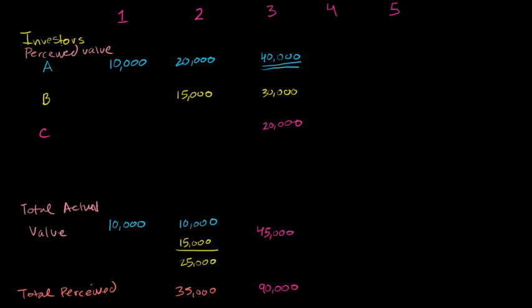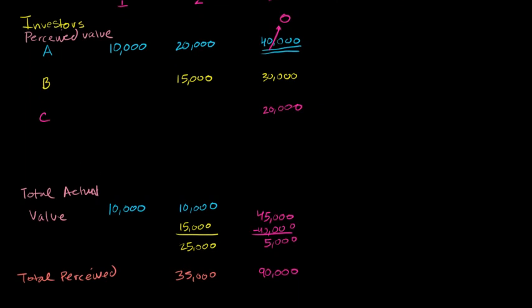We now have $45,000 actual value, even though the people think there's 90,000. So if this guy withdraws all of his money, so it goes to 0, it's a withdrawal, I have the cash to pay him. I have $45,000, even though people think there's 90. So I subtract out $40,000 right here, and there's only $5,000 left in the bank account. And since this guy withdrew his money, the perceived value, this 40,000, is no longer there. I gave the guy the cash.